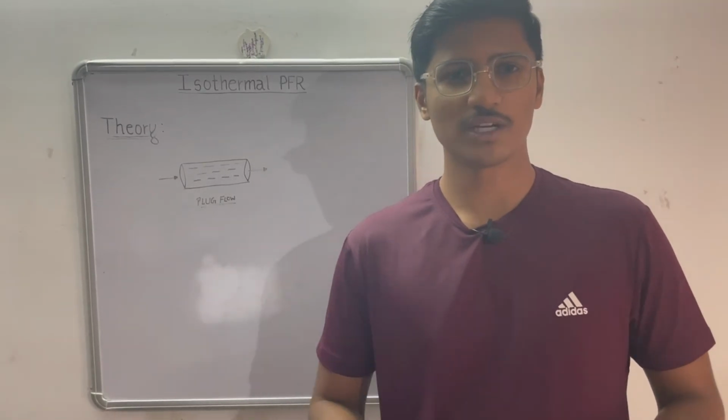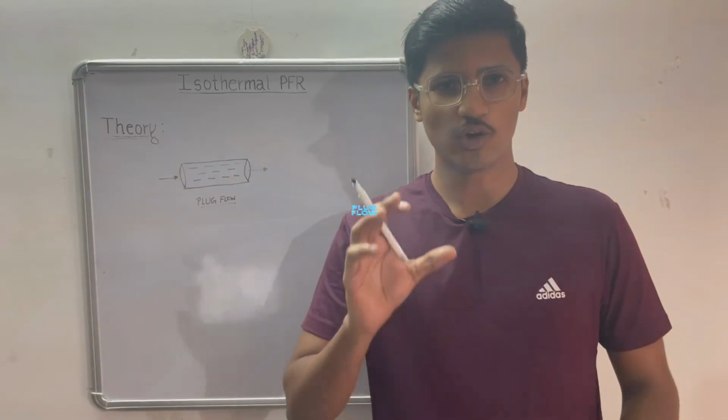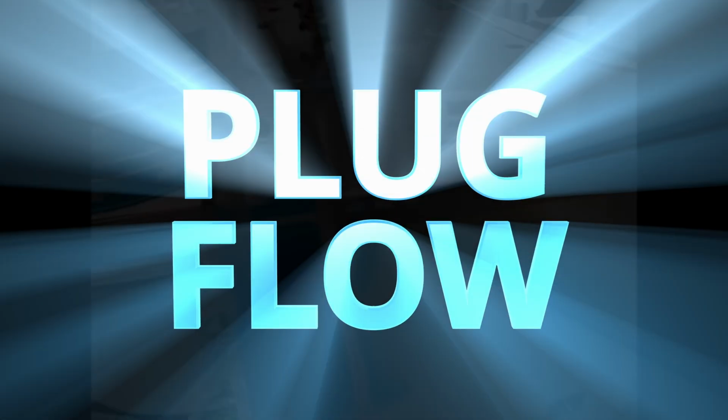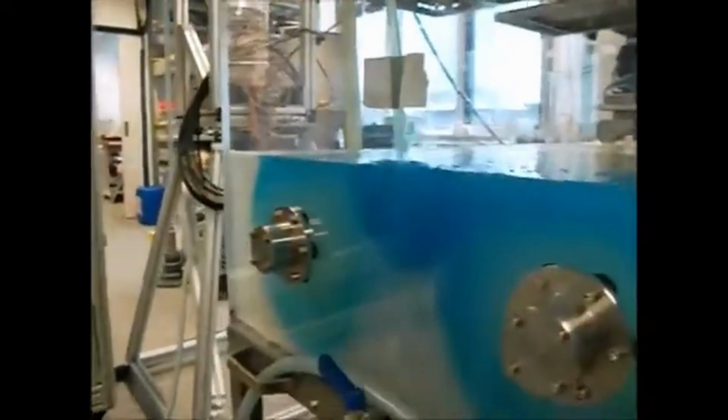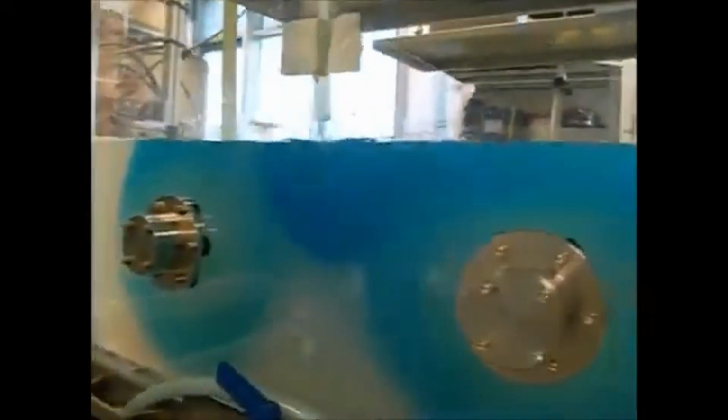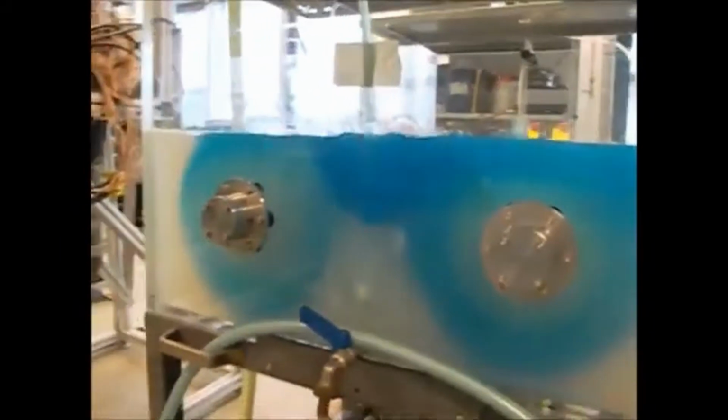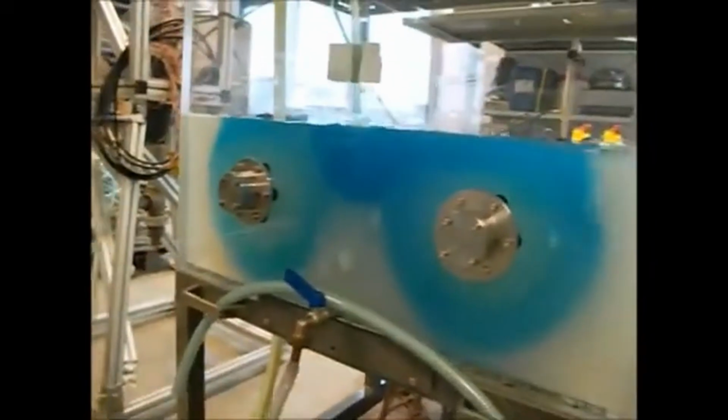Before going to the plug flow reactor, let's actually see what plug flow is. In fluid mechanics, plug flow is a simple model of the velocity profile of a fluid flowing in a pipe. In plug flow, the velocity of the fluid is assumed to be constant across any cross section of the pipe perpendicular to the axis of the pipe. The plug flow model assumes that there is no boundary layer adjacent to the inner wall of the pipe.